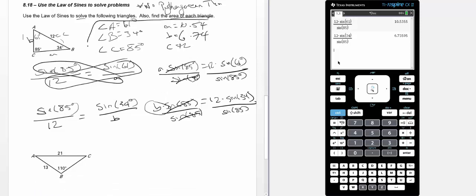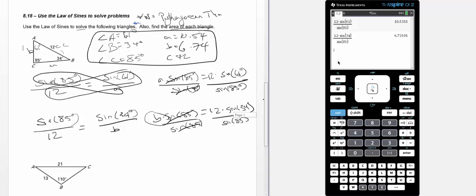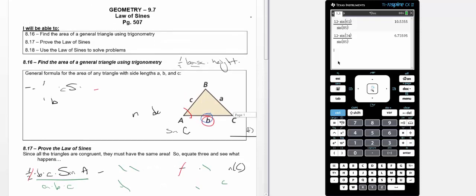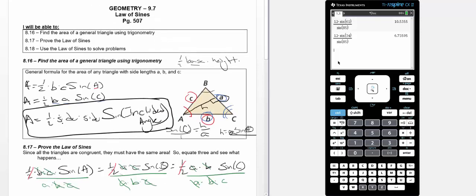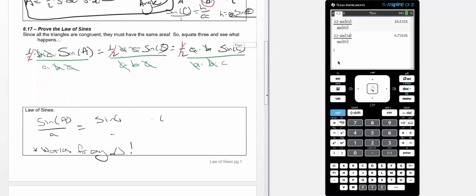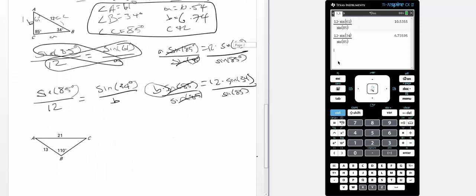I found all sides and I found all angles. This triangle is solved. We also need to find the area of this triangle. Recall from the previous video, the area of a triangle can be written as 1/2 times side times side times the sine of the included angle. So I just need to pick two sides and the angle that's included between them to find the area.